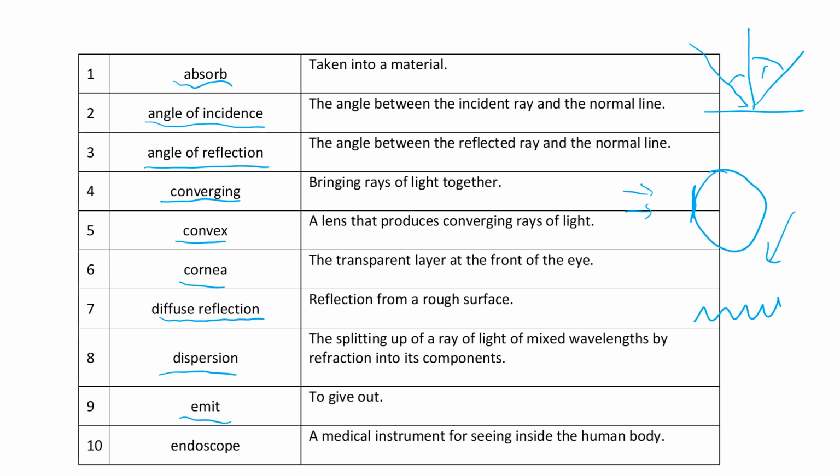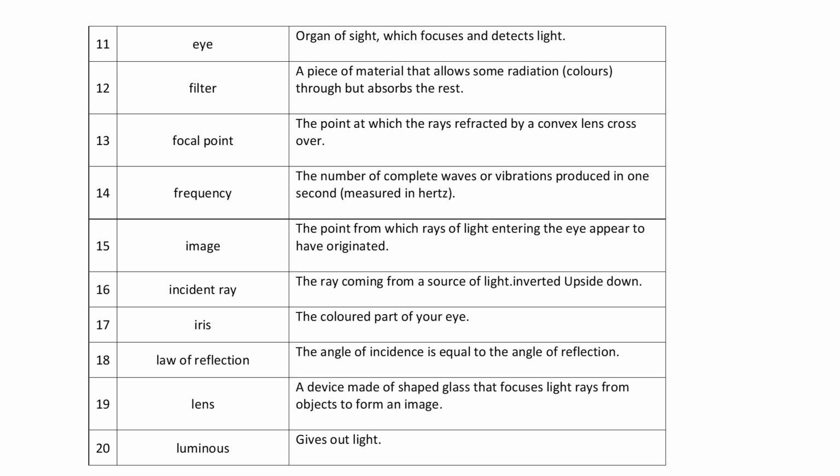A medical instrument of foreseeing inside the human body, okay, you can put it in your mouth, right up your nose or anywhere else that a camera can go, is called an endoscope. An organ of sight which focuses and detects light, easy peasy one, eye.